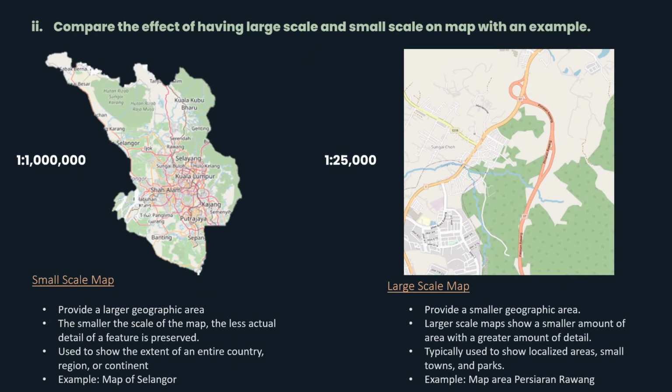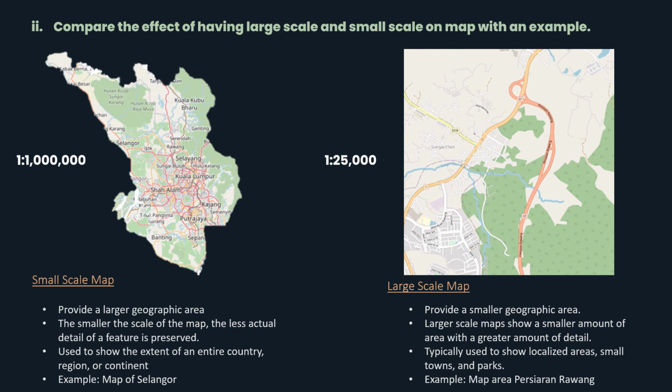Second question. Compare the effect of having large scale and small scale on a map with an example. A small scale map provides a larger geographic area. The smaller the scale of the map, the less actual detail of the features is preserved. It is used to show the extent of an entire country, region, or continent. This is an example of a map of Selangor.